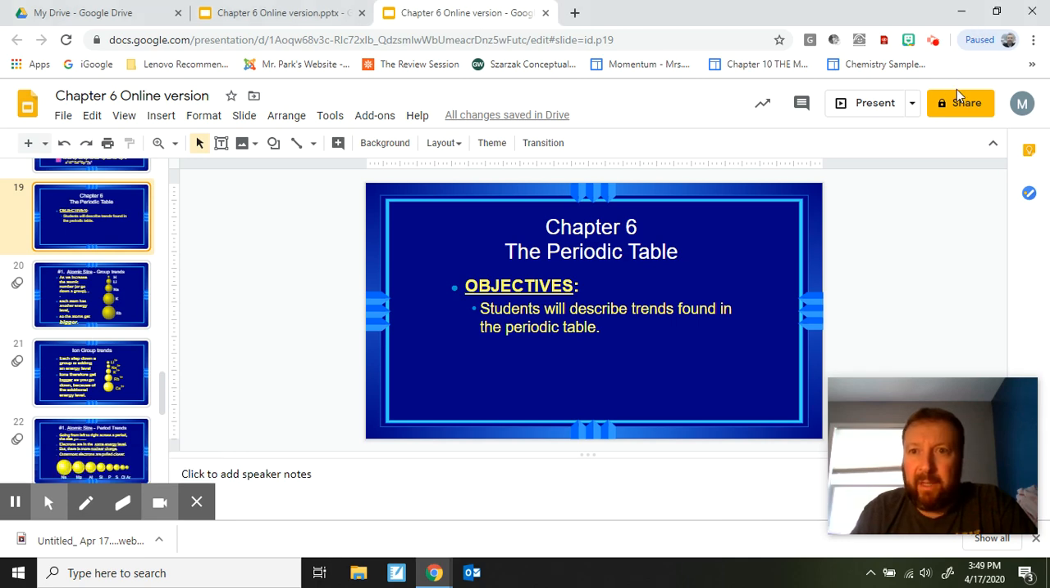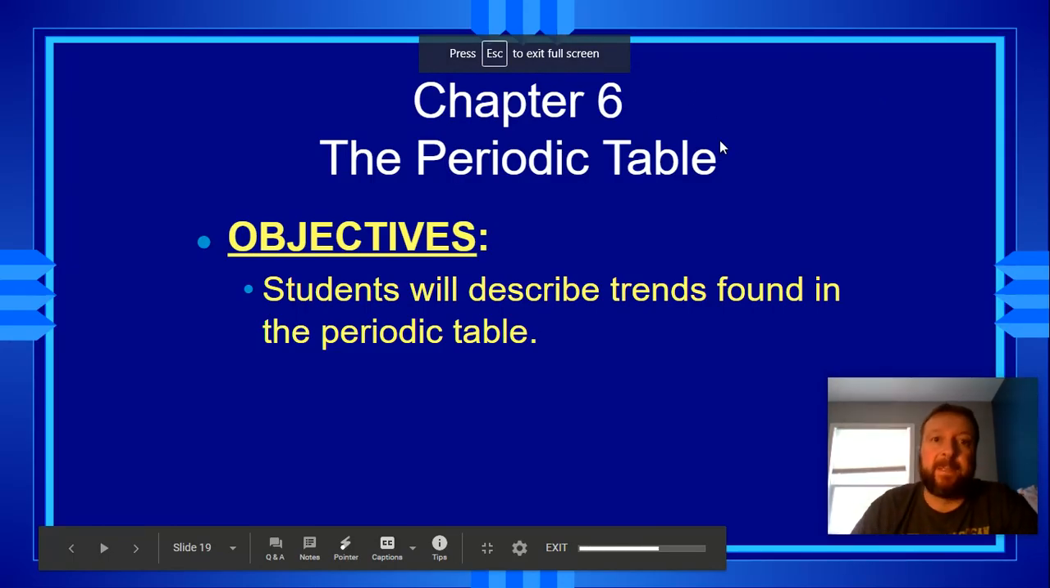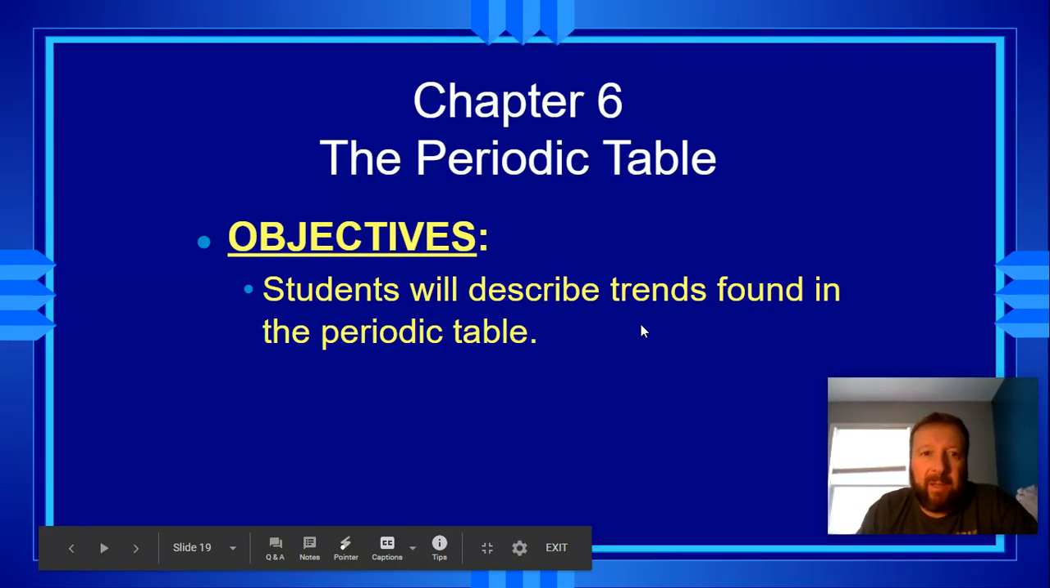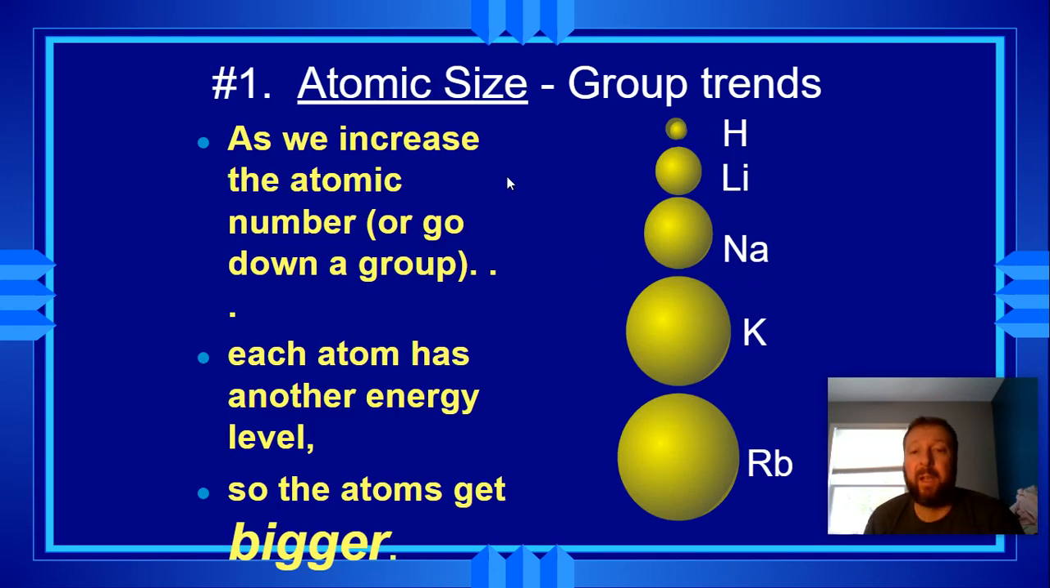All right, and here's hopefully the third and final segment of the periodic table that we were talking about in this first video lessons. The last part we ended up with was this objective where we're trying to look at what trends are in the periodic table. And we want to look at four things: atomic size, ionic size, electronegativity, and ionization energies.